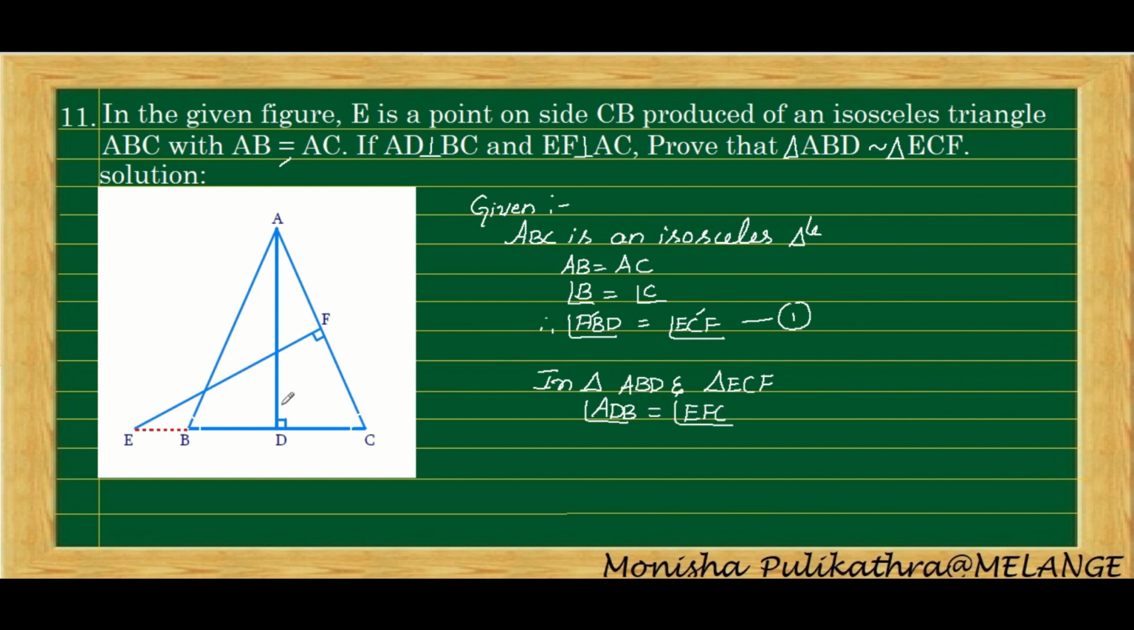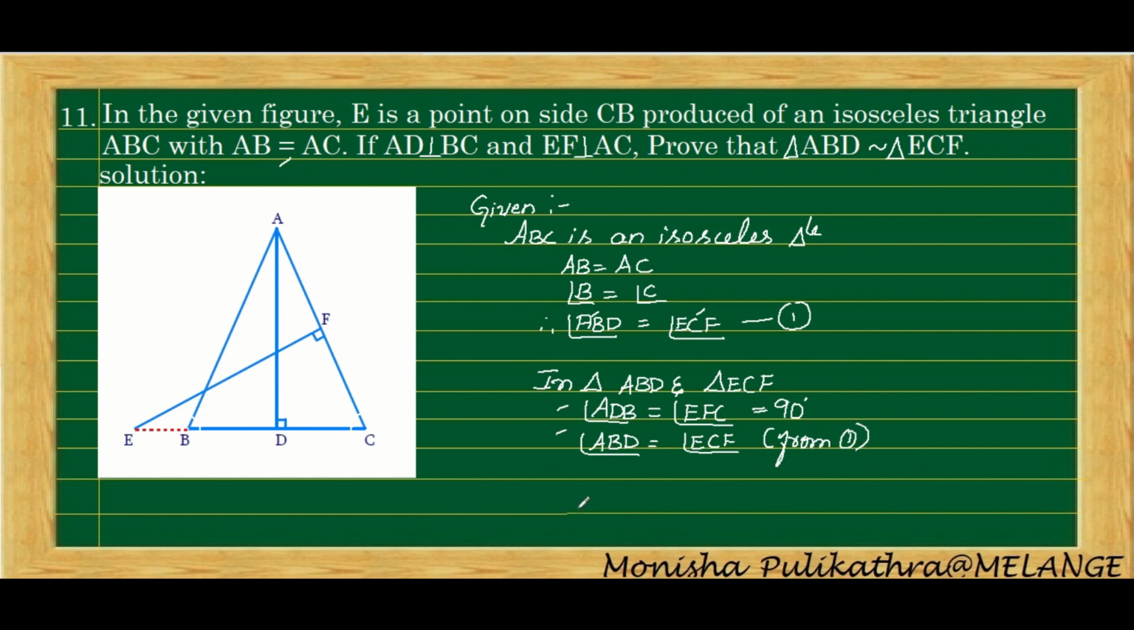They asked us to compare this half triangle ABD and this half triangle ECF. In these two triangles there is a 90 degree angle, one at point D and another at point F. ADB and EFC, why? Because both are 90 degrees. Another one, angle ABD is equal to angle ECF. We have already proved that from equation 1.